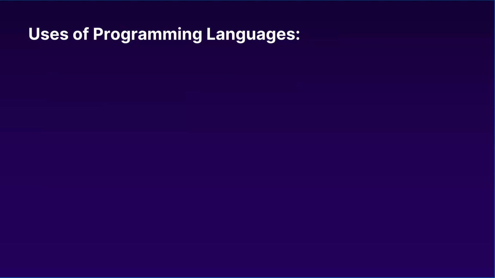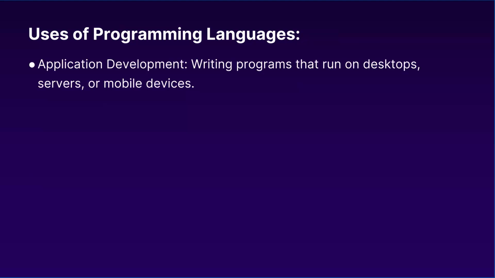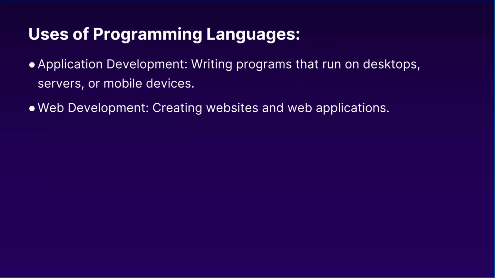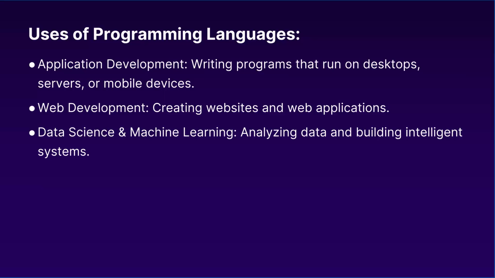So what are the uses of programming languages? You use programming languages for application development, for developing software. So if you want to be a software developer, you need to learn a particular programming language. For web development, you use programming languages to develop websites and web applications. Basically, there is a difference between a website and a web application, but that would be a topic for another day. You can also use programming languages, something like Python, for data science and machine learning. You use it to analyze data and build intelligent systems, something like AI.